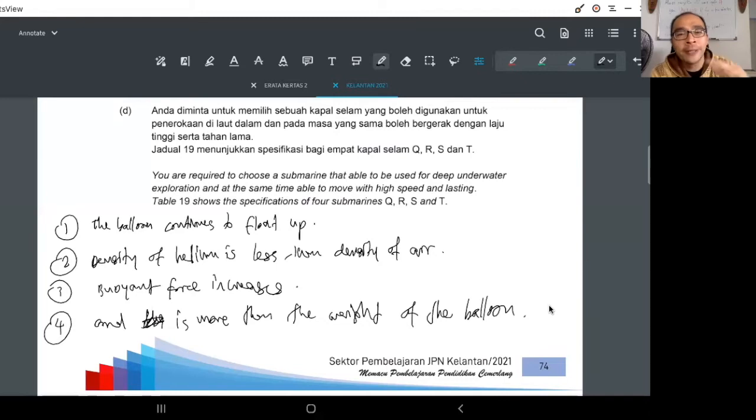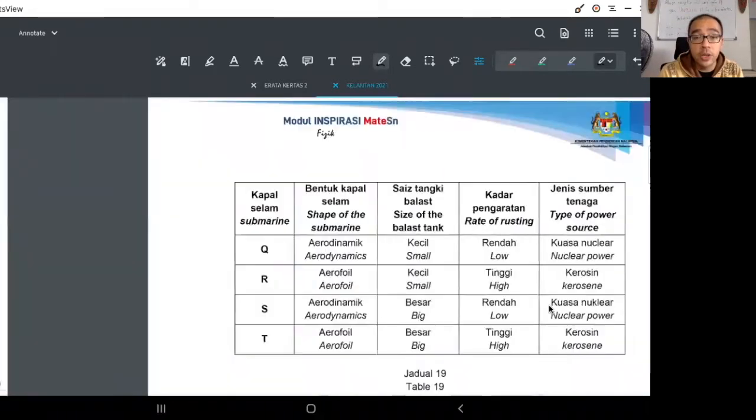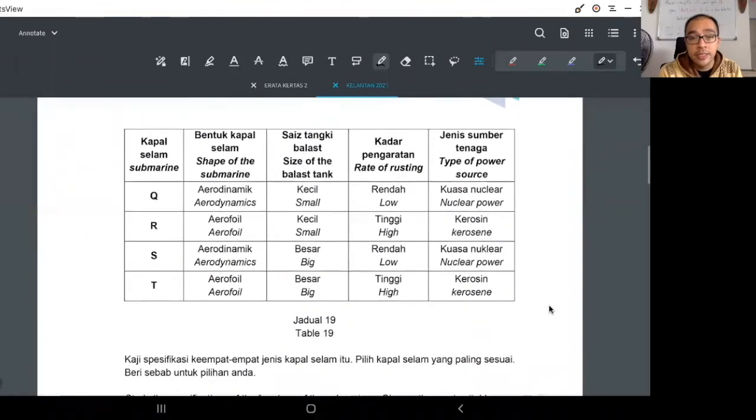Okay, you are required to choose a submarine that is able to be used for deep underwater exploration and at the same time able to move with high speed and lasting. In Malay, that is laju tinggi serta tahan lama. Let's do that. So we want to choose the best submarine. You're given Q, R, S, T, which is over here. This is a pretty easy one, I think.